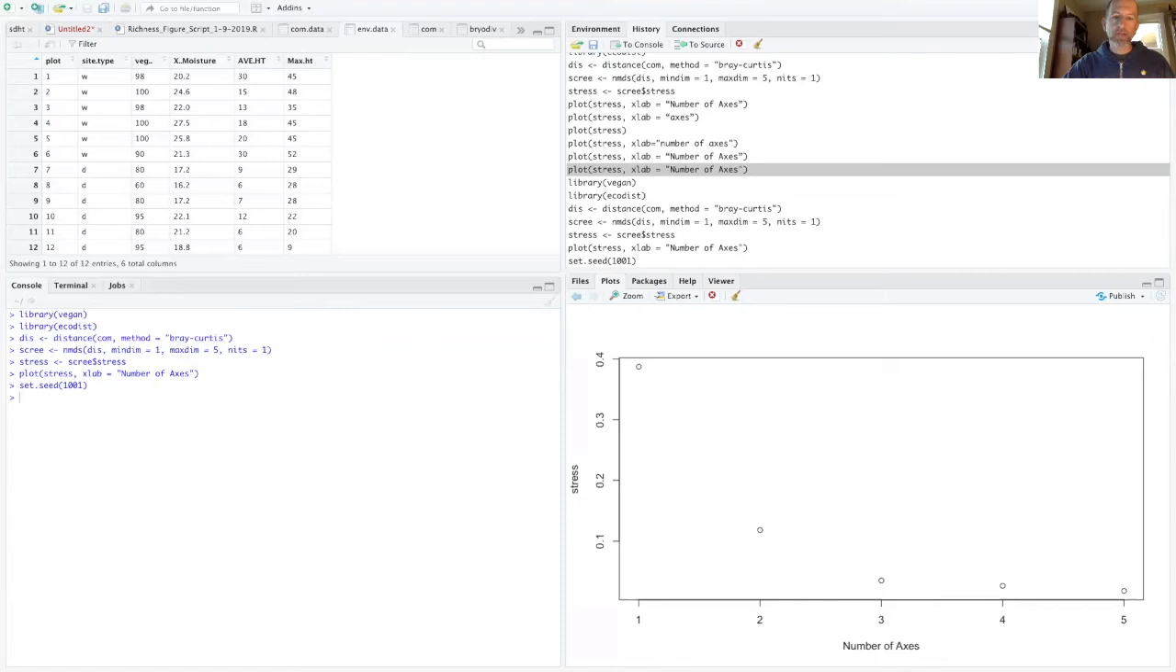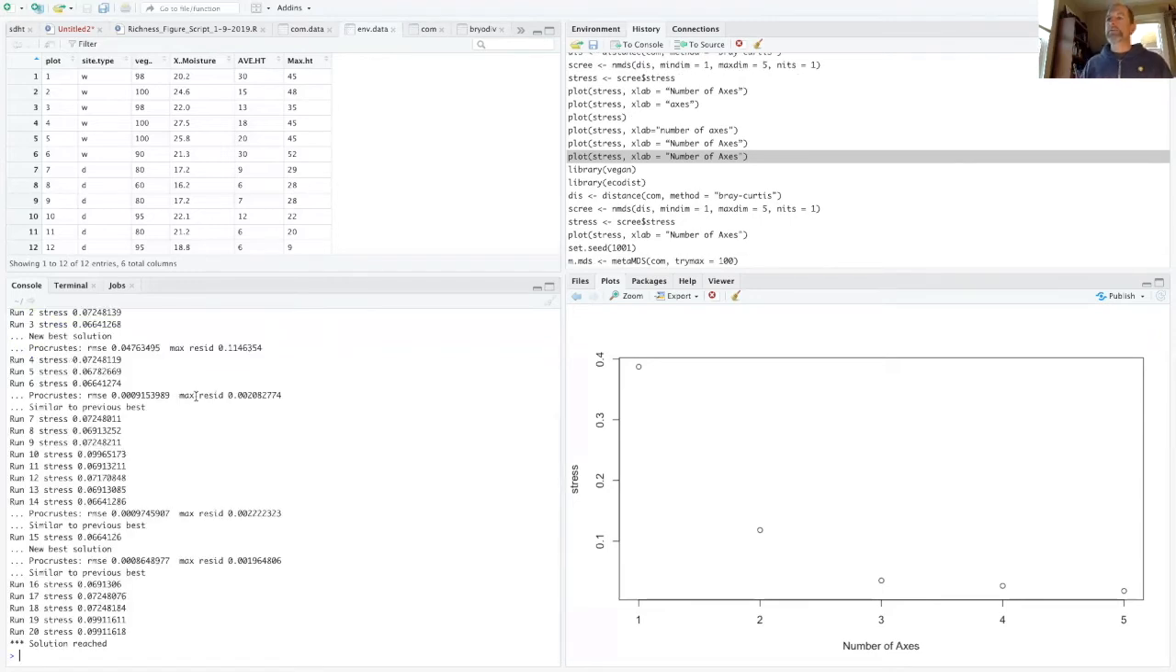I just chose 1001. And then I'm going to do my actual NMDS with this command here. m.mds is going to be the name of my ordination. The command is metaMDS using the dataset COM, and I'm going to do 100 iterations until I get the lowest stress. Okay, you'll see that this continued to run. It ran over and over again looking for a best solution, and ultimately it found a best solution for me, and we have that ordination now ready.